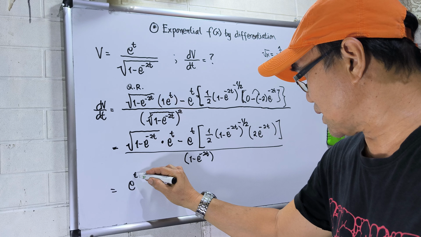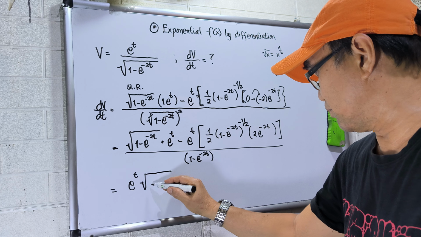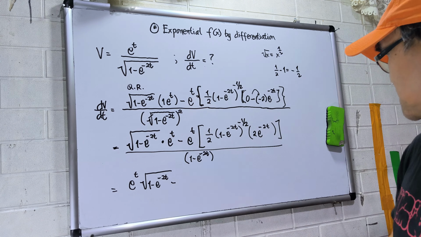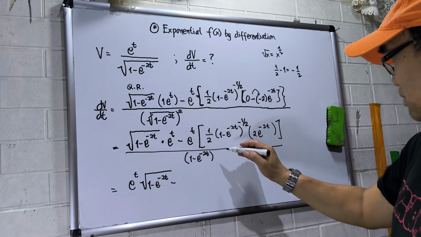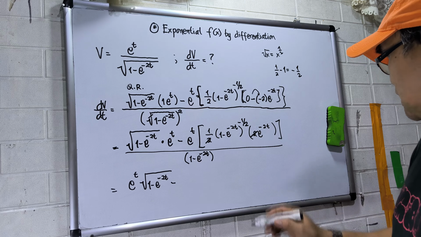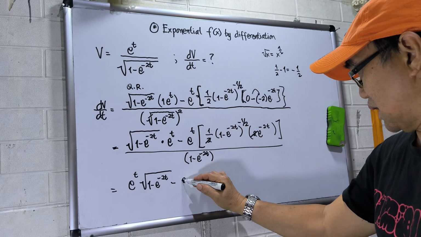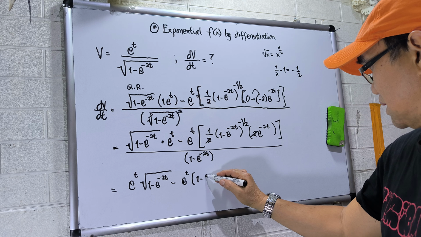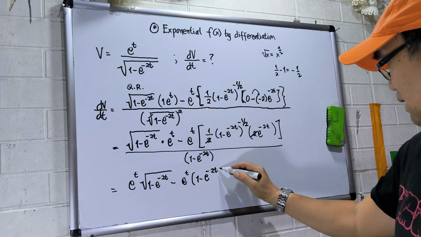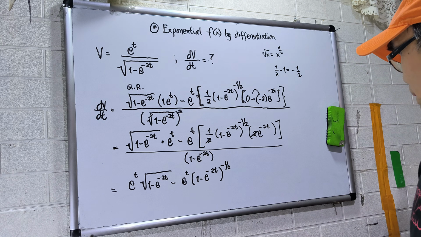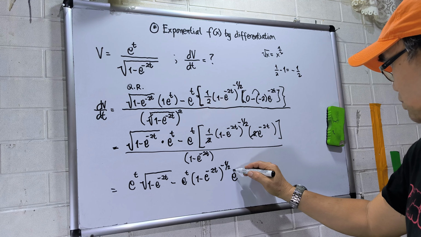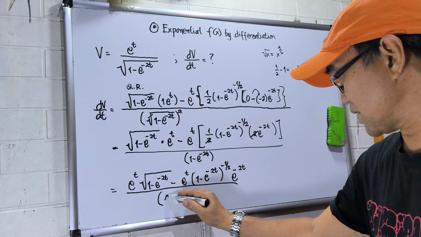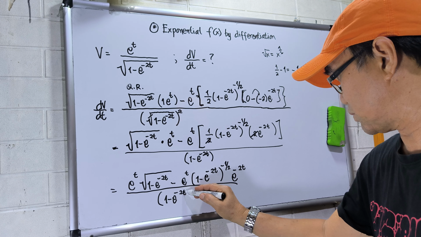So e raised to the t times the square root of 1 minus e raised to the negative 2t, then minus. Okay, so the 1/2 will be crossed out with the 2. So I have now e to the t. Then this will be circle brackets 1 minus e raised to the negative 2t raised to negative 1/2. Then this will be e raised to the negative 2t. Then this will be over circle brackets 1 minus e raised to the negative 2t.